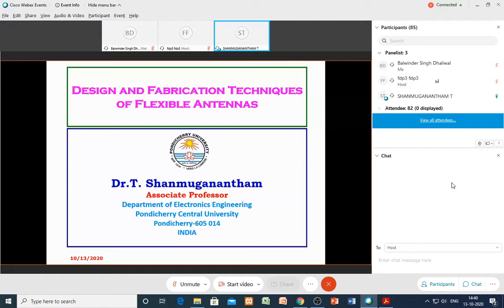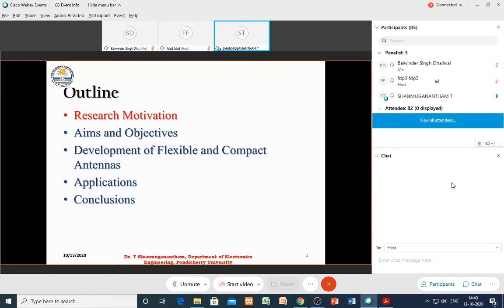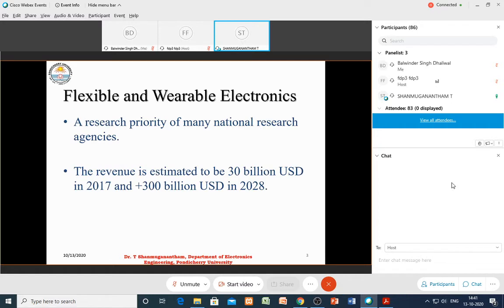the extension of 5G, particularly for IoT devices, these flexible antennas or flexible electronics are applicable for current technology. So today my outline is the research motivation and objectives in the design and development of different flexible and compact antennas, and then the different applications, as well as the conclusions I'm going to discuss.